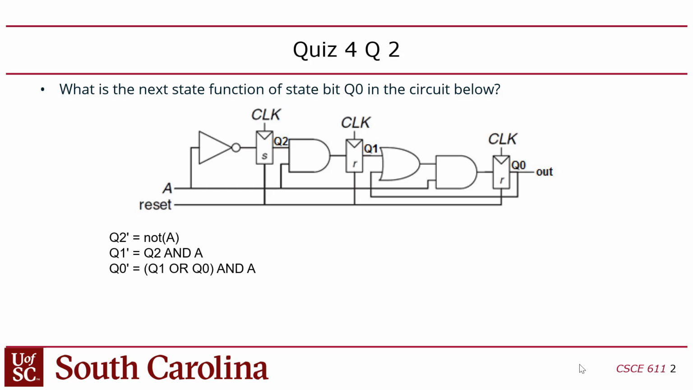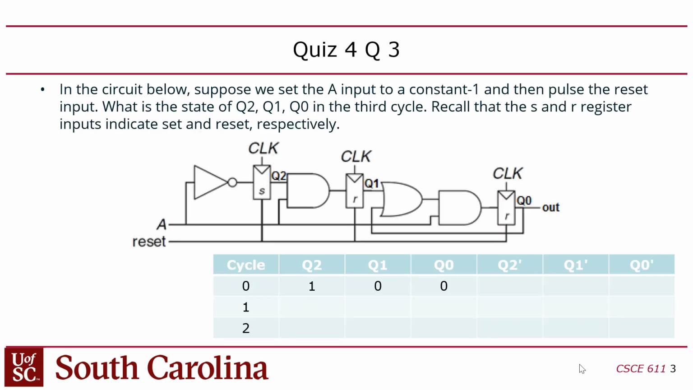I have the answer here for the other 2 bits as well, the next state logic for those, but the question only asked for next state logic for Q0. In the circuit below, suppose we set the A input to constant 1 and then pulse the reset input. What is the state of Q2, Q1, Q0 in the 3rd cycle? Recall that the S and R register inputs indicate set and reset respectively.